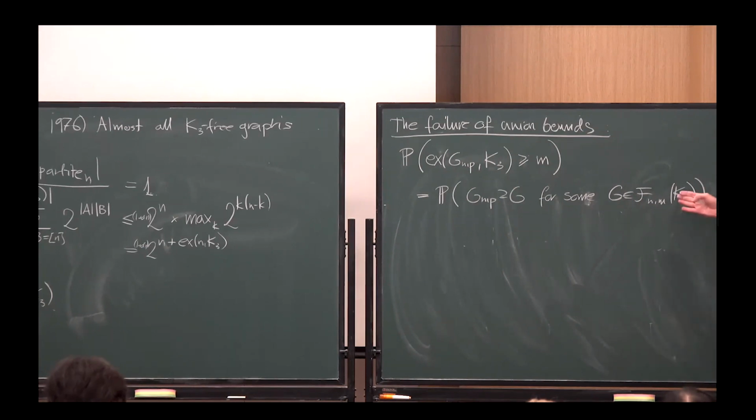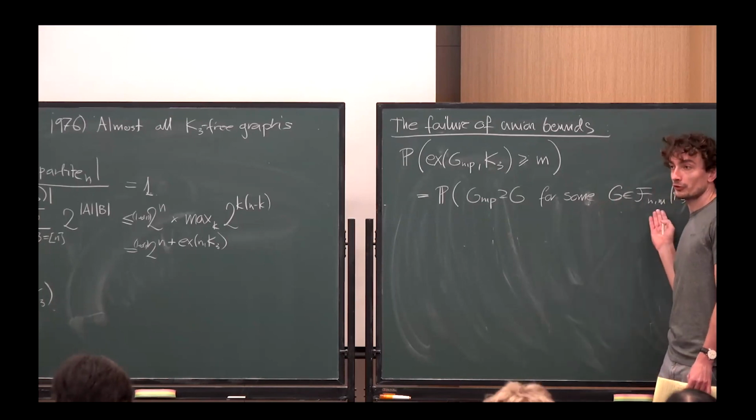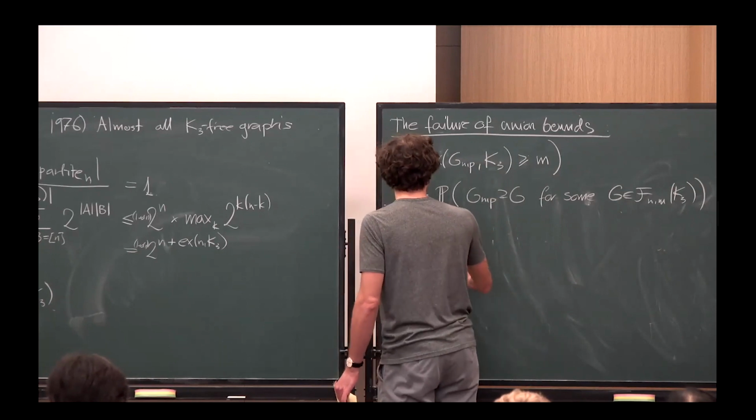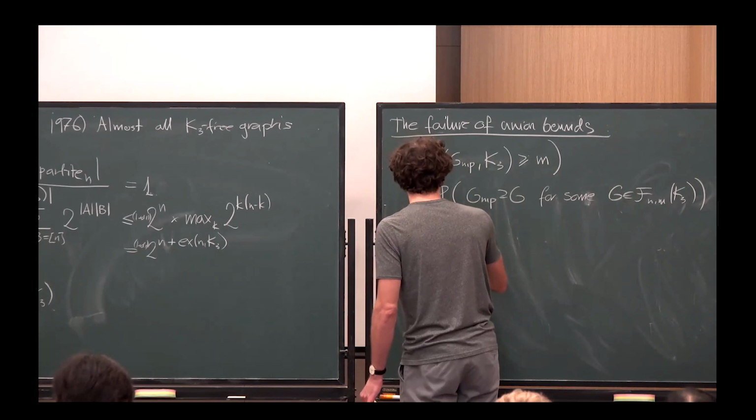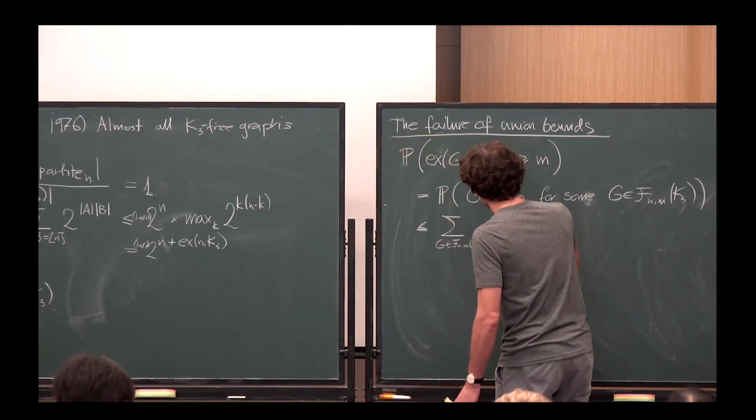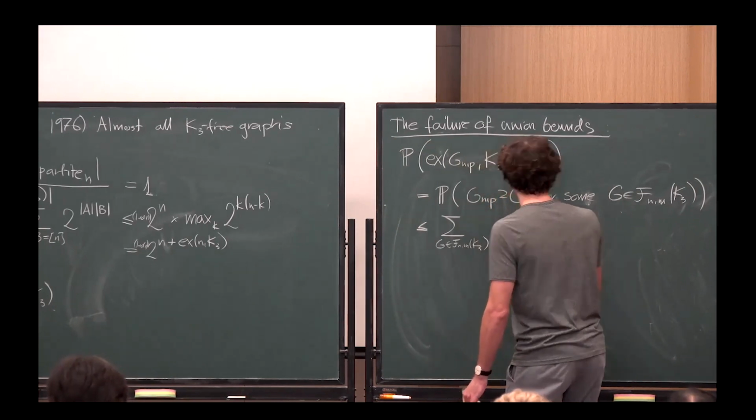And this already suggests a union bound, right? Let's just union bound over all subgraphs. So this probability is at most the sum over all possible graphs G of the probability that G is contained in G(n,p).